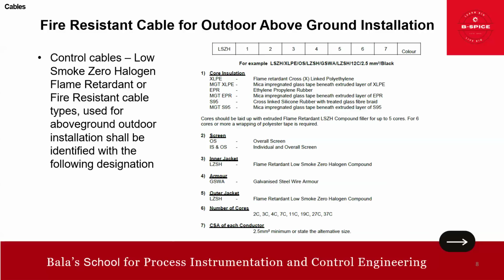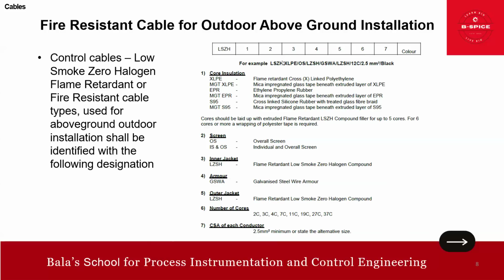See, remember this is outdoor above ground. So we don't have that kind of option, many options like bedding, all this, inner sheath, all this. Then we have armor. Then we have an outer jacket. This is also the same. The number of cores is 2 core, 4 core, 7 core as standard, and the size of each is 2.5 square mm minimum. This is fire resistant.